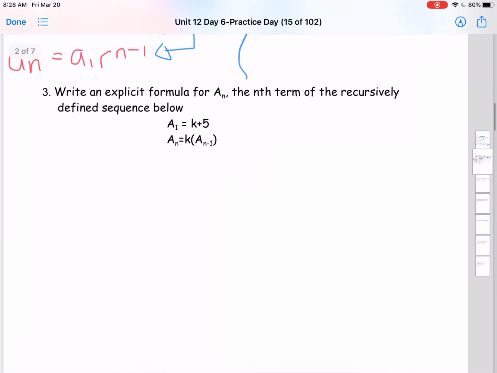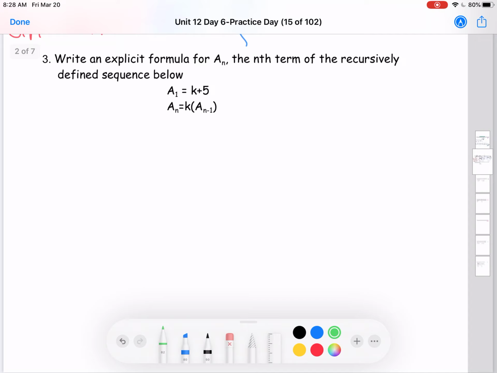Let's check out the next one. Write an explicit formula. So again, if we go back up to the top right there, I'm wondering which one of those formulas should I use. Now they're giving it to me again, recursively defined. Let's say it. The next term is the one before it times k. So again, it's times, right? They're multiplying by k. That's my common ratio. So a sub n equals a sub 1 times r to the n minus 1.